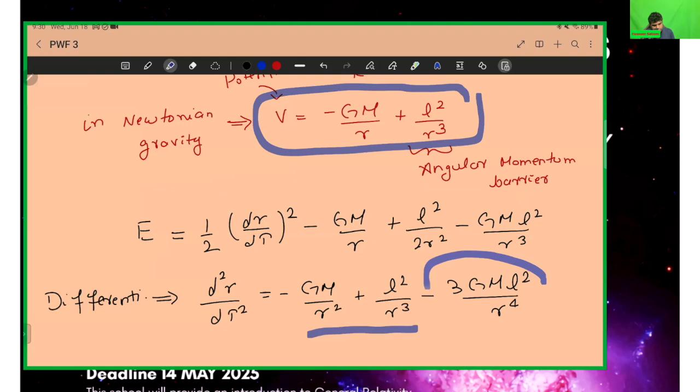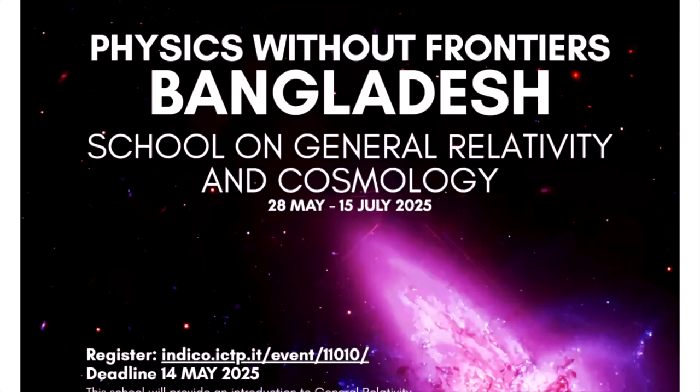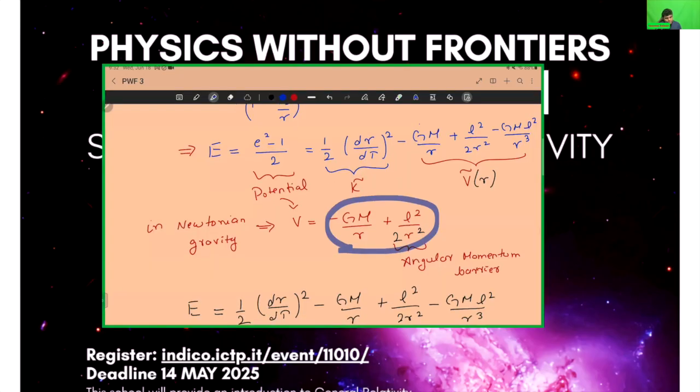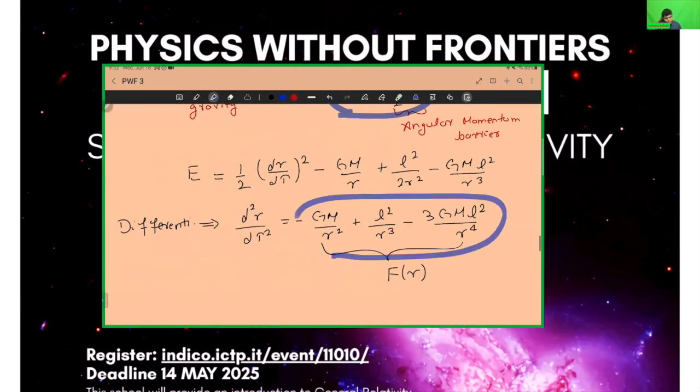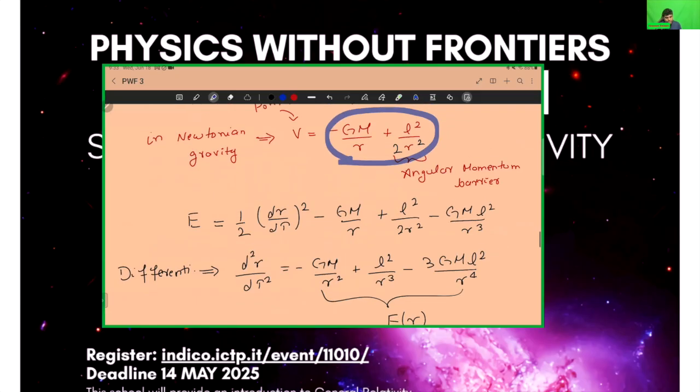If there are instances, let me know. Which term are you talking about? Yeah, correct. This is the force. This is not the potential, of course, because this looks like Newton's second law, right? The acceleration is equal to force divided by mass. Actually, it's force per unit mass.